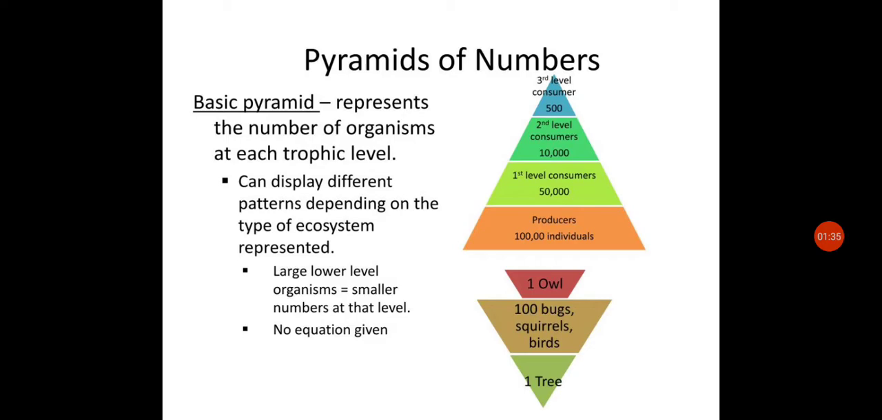Usually producers are present in large number, primary consumers are in lesser number, secondary consumers are less, and so on. So the producers are of smallest size but maximum in number, while the tertiary consumers are larger in size but lesser in number.